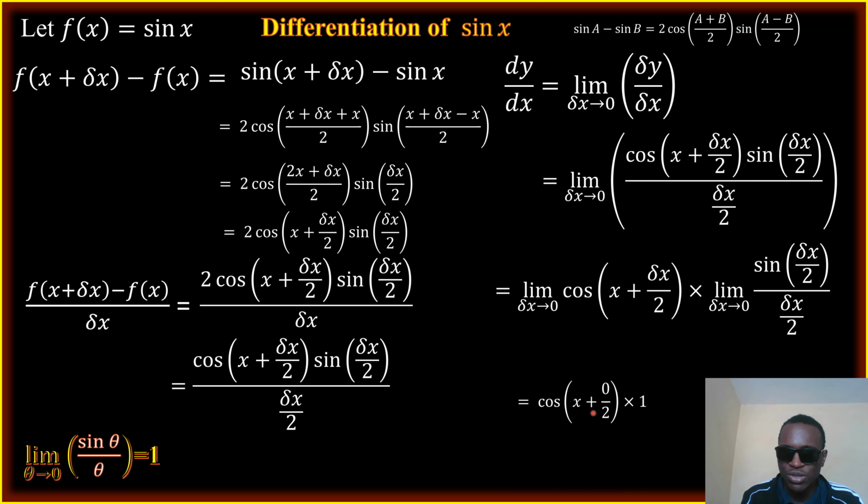As it tends to 0, we replace delta x by 0 divided by 2. And this answer here is 1, so times 1. So you are having cos x plus 0. Cos x plus 0 is simply cos x. So we will be left with cos x. So that's the final answer for the differentiation of sine x.